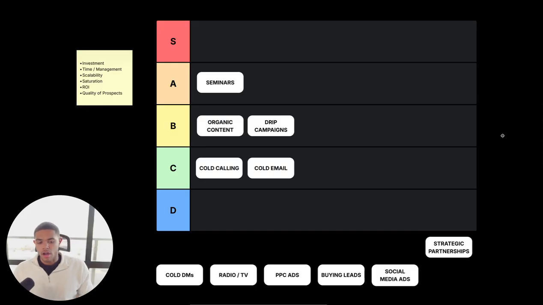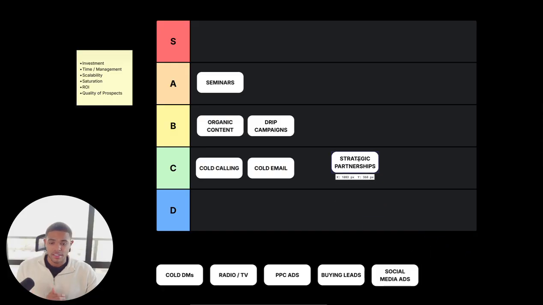Now, moving on to strategic partnerships, where maybe you are working with a CPA, maybe you have an attorney. This one is a method that a lot of advisors have utilized and a lot of advisors have done successfully. I am going to rank this as a B tier.